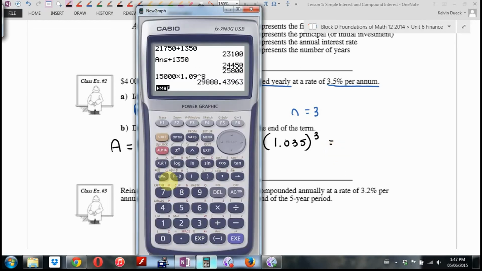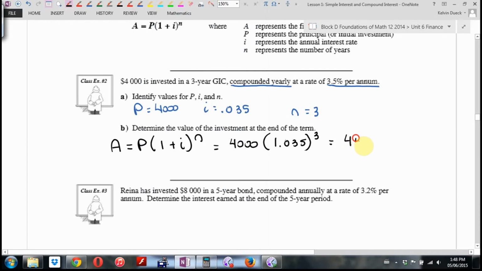I get 4,000 times 1.035 to the power of 3. By the way, compare that: if this was simple interest, it would just be 0.035 times 4,000 times 3. I would only earn $420 as opposed to $434.87 extra. So the final amount is $4,434.87, and I'll put a dollar sign in front because that's money.